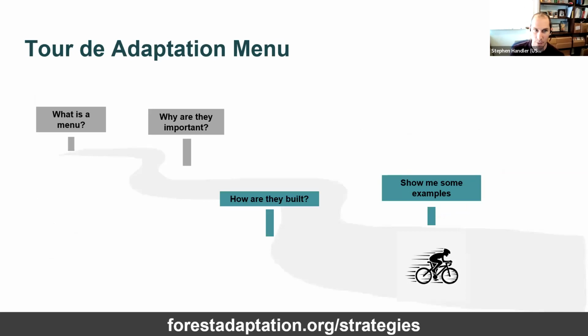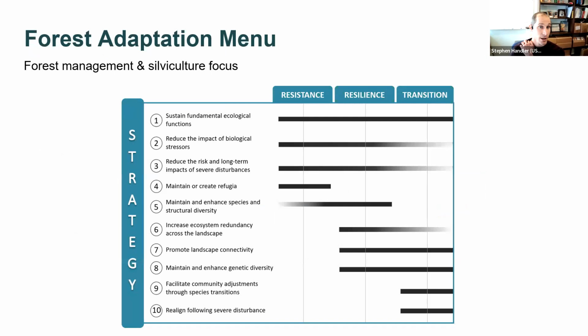Okay, now we're going to talk about some examples really quickly. Starting with the original, the godfather of all NIAX adaptation menus, is our original forest adaptation menu. This was written to address those parts of our audience with a forest management and silviculture focus. Like Courtney described, our menus include general strategies and more specific approaches. And so I'm leaving this slide up for a while so that you have a chance to scan the 10 general strategies in this forest adaptation menu.